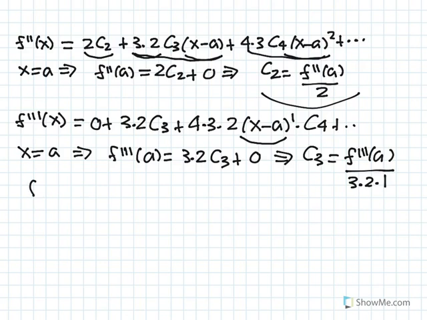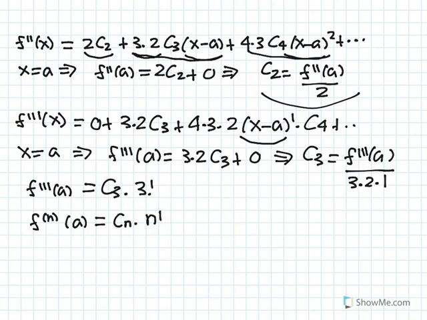So f triple prime of a can be written as c sub 3 times 3 factorial. In general, the nth derivative of f of x at x equals a can be written as c sub n times n factorial. Now let's solve for the coefficient c sub n, and we're going to get the nth derivative of f of x at x equals a divided by n factorial.